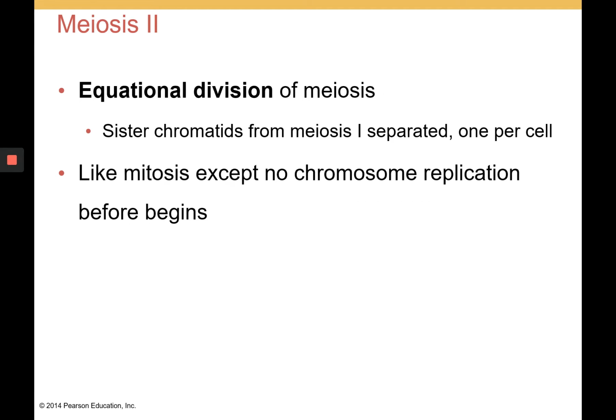Meiosis 2 is called the equational division because we're not going to halve the amount of DNA, it'll stay the same. So we'll start with sister chromatids from meiosis 1 separated so that we'll get 1 per cell at the end. This is really going to be like mitosis, except we're not going to have any DNA replication before meiosis 2 starts. Otherwise, it's exactly the same as mitosis.